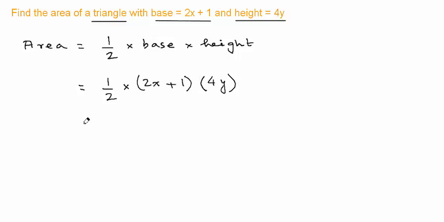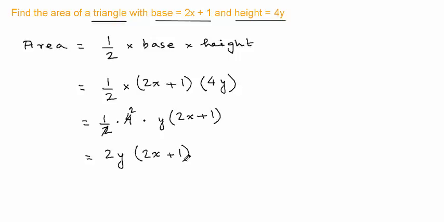So this simplifies to 1/2 times, we have a 4 here, that's a constant, and therefore I brought it forward, times the product of the variables, y times 2x plus 1. So this is equal to 1/2 times 4 is 2. You could cross off the 2 with the 4 and write a 2 here. So effectively this is 2y, 2 times y is 2y times 2x plus 1.